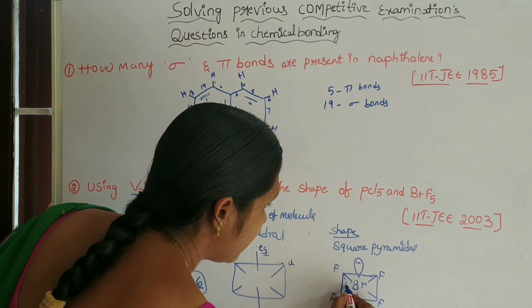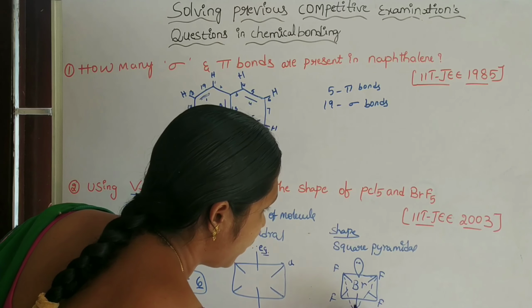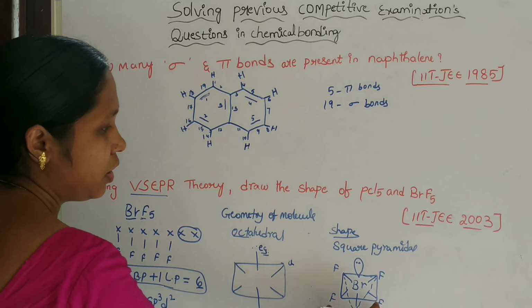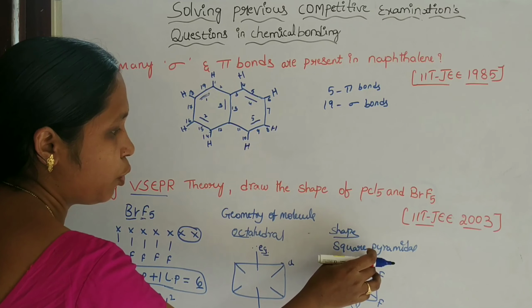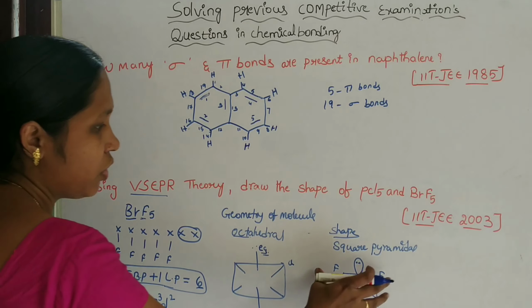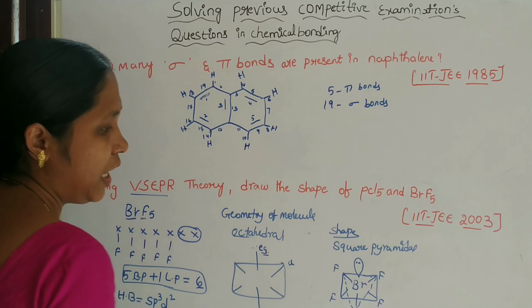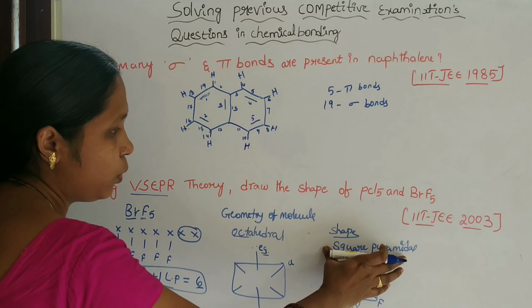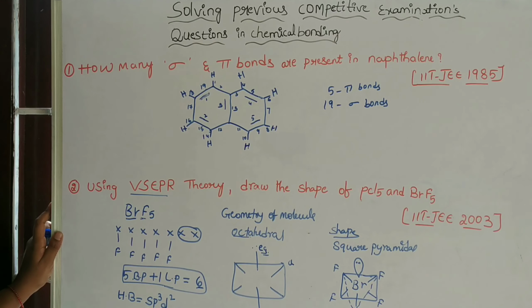These are square. These are like pyramid. So square, pyramidal, square, pyramidal. Okay. For minimizing the electron pair repulsions, the shape of a molecule exists like this. That we know as square pyramidal. Square pyramidal. Okay. If a molecule has all bonded pairs, the geometry and the shape are the same.